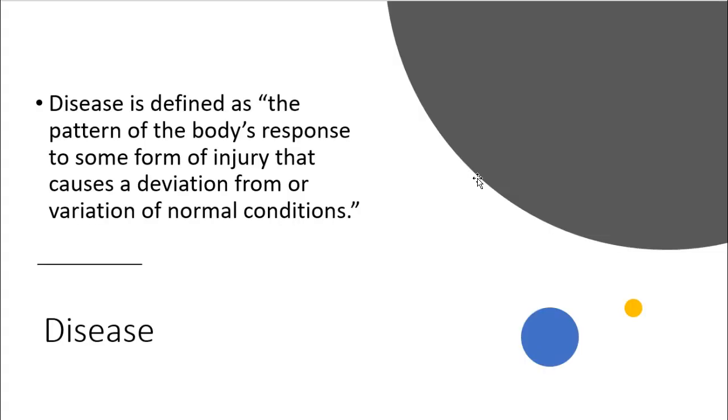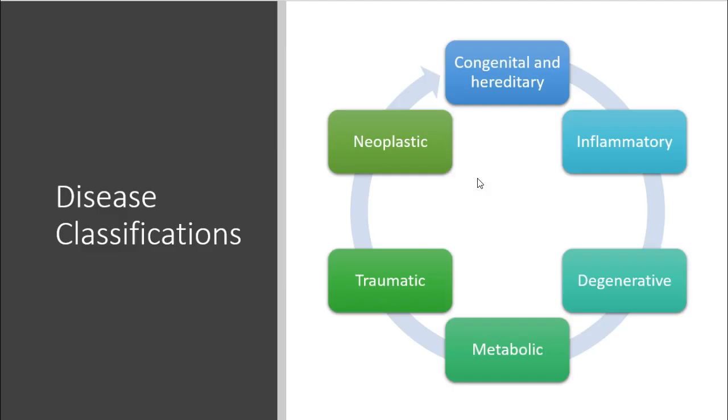So a disease is defined as the pattern of the body's response to some form of injury that causes a deviation from the variation of normal conditions. So it's a change in the cell from injury. So the disease classifications, there's congenital and hereditary, inflammatory, degenerative, metabolic, traumatic, and neoplastic.